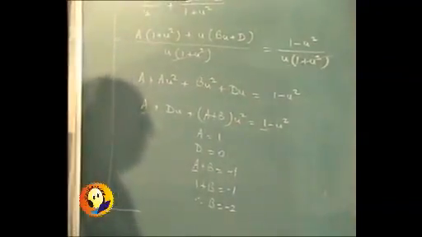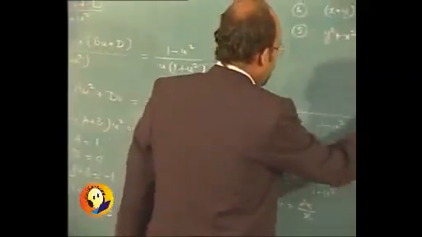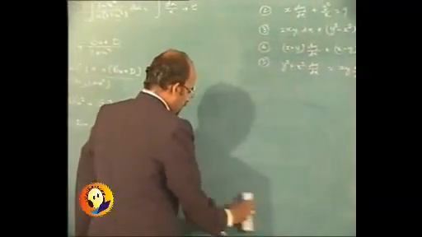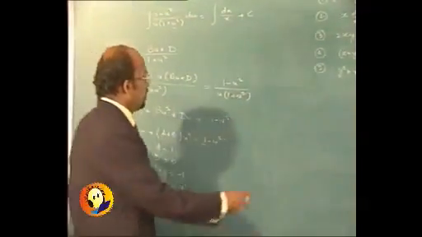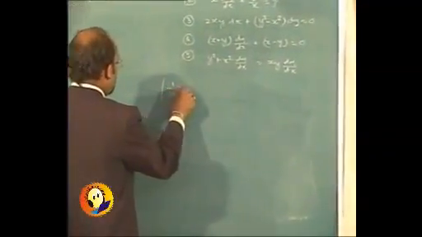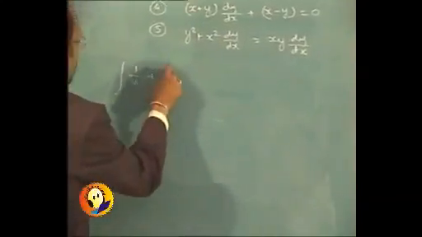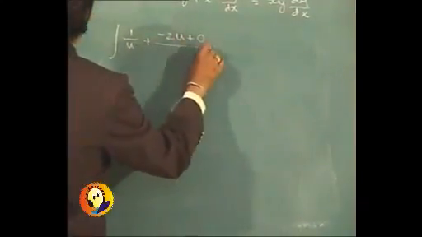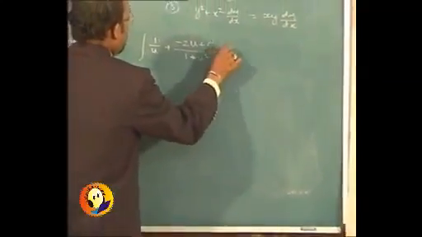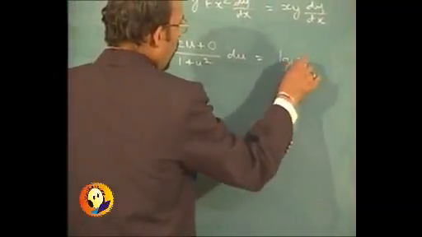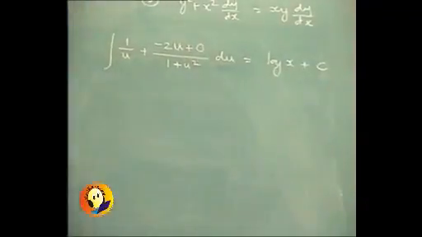And once we get the values of a, b and d, the left hand side can now be substituted by these values, and so it will turn out to be rather the integrable form. So it will be written as integral a is 1, so 1 upon u, plus b comes out to be minus 2, so minus 2u plus 0 upon 1 plus u square du, equal to integral dx upon x, which is log x plus constant of integration c.